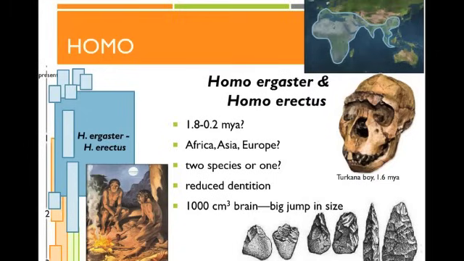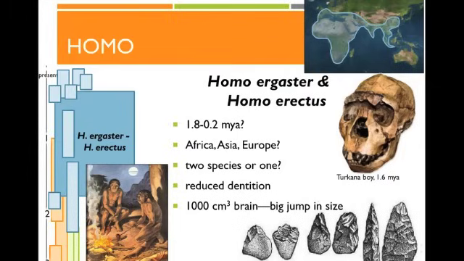The Turkana boy, pictured here, died when he was about 13 years old at 1.6 million years ago. It's estimated that had he lived into adulthood, he would have reached approximately 6 feet tall. So that's a big departure from Homo habilis at 4 feet tall. We also see with Homo ergaster the early controlled use of fire, perhaps by around 1.5 million years ago.